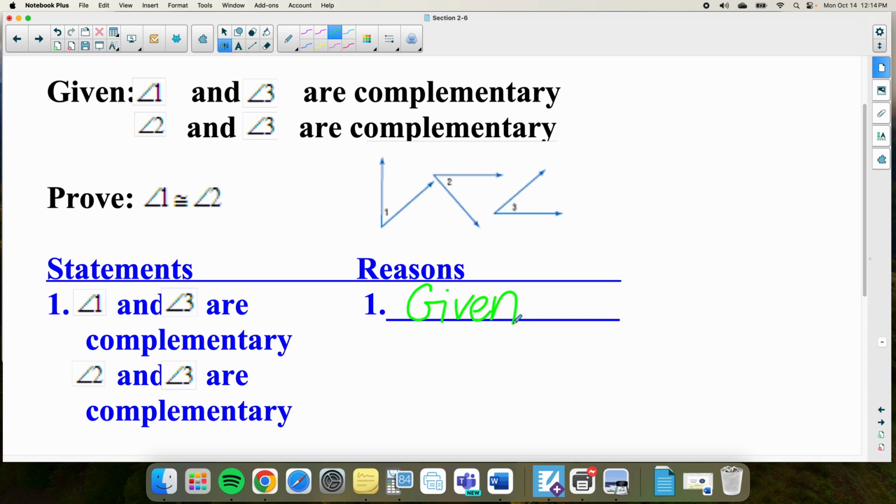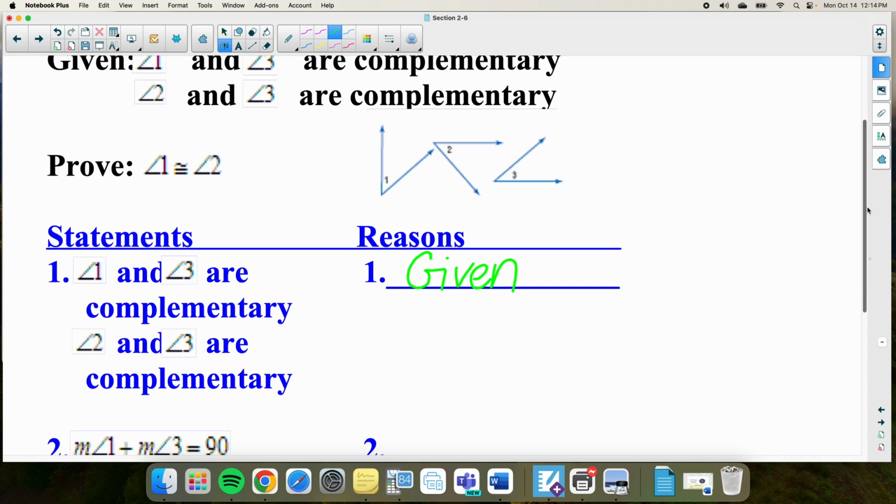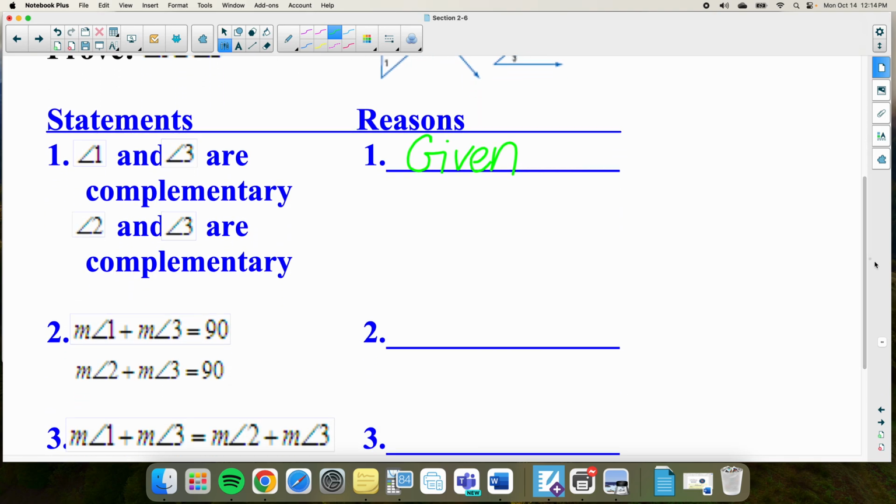All right. Now, complementary means that the two angles are going to add up to 90. So what they did is because angle 1 and 3 are complementary, they said that the measure of angle 1 plus the measure of angle 3 equals 90. That is by something we haven't learned before. It's called definition of complementary angles.